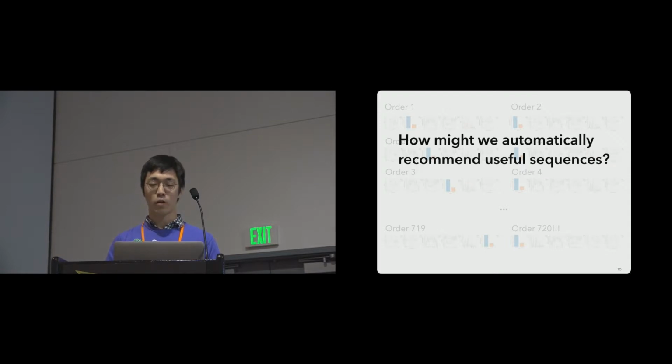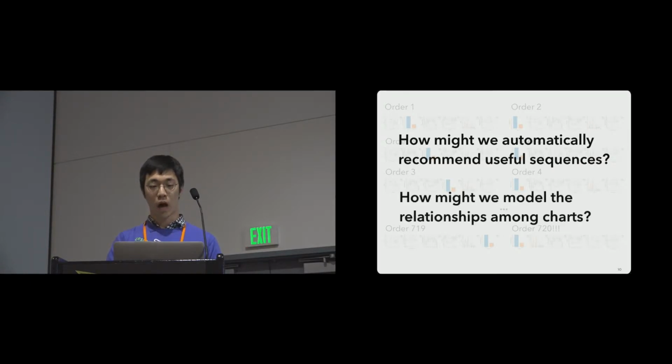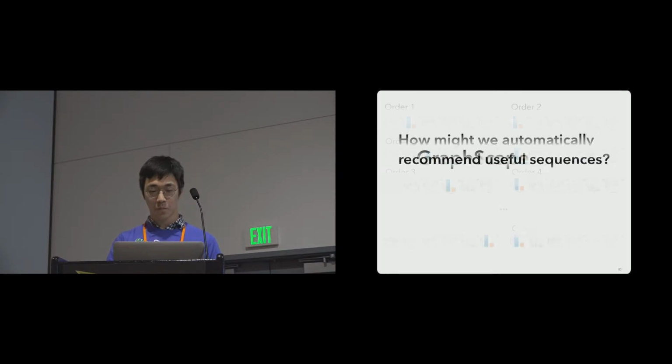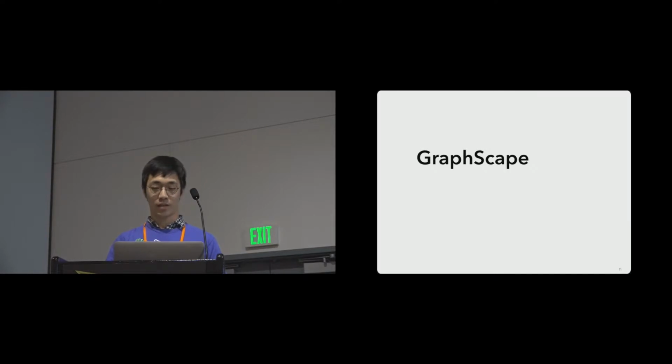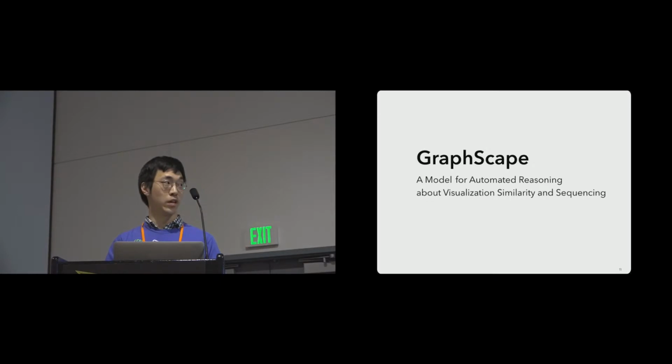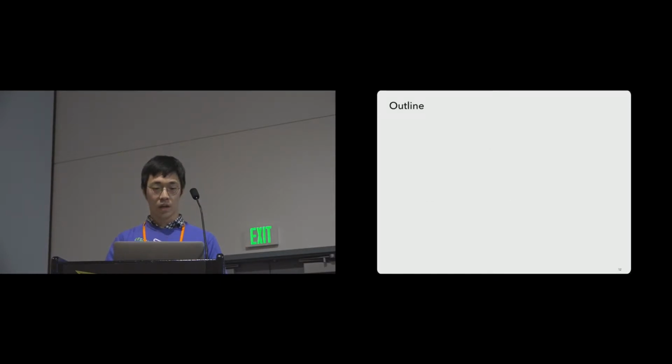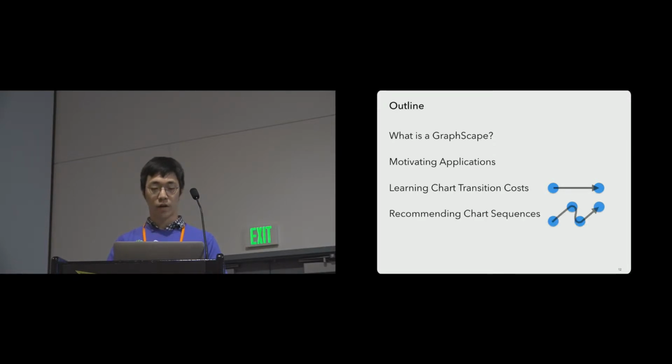Given these challenges, how might we automatically recommend useful sequences? In order to answer this, we will start by trying to answer a more fundamental question. How might we model the relationship among the charts? GraphScape is a model for automated reasoning about visualization similarity and sequencing. In the remainder of this talk, I will define what GraphScape is, share motivating applications, and describe how we learn transition cost among charts and how we recommend chart sequences. And finally, I will share our evaluation of GraphScape.